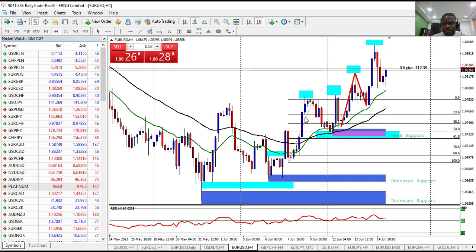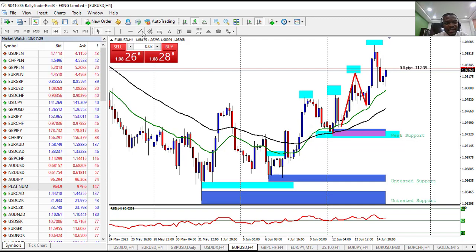Again, it pushes up and targeted this high and took out this high to form a new high. Then of course we expect a retracement. It has given us that retracement. So this is how you trade so that you know what the market is doing. We can see that it has retraced.